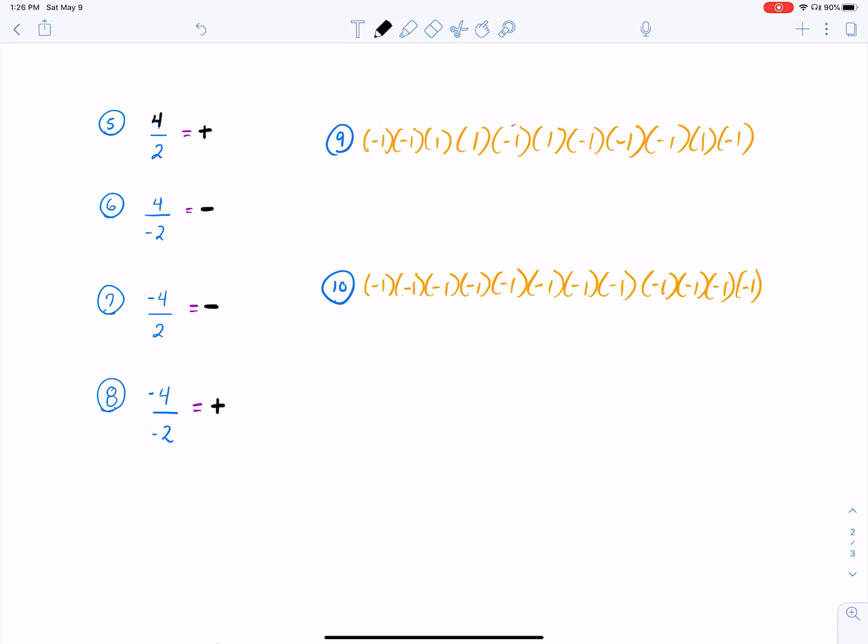I know 4 divided by 2 is 2, and that's the same for all four of these problems.